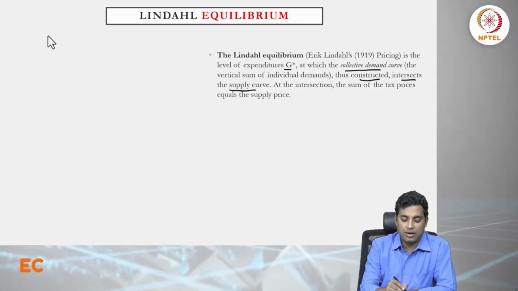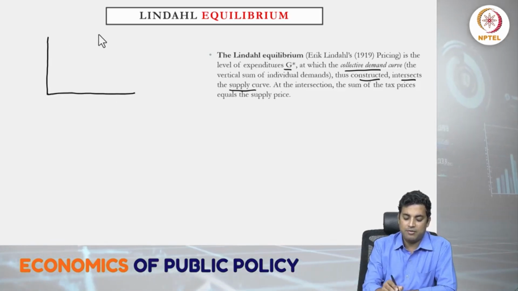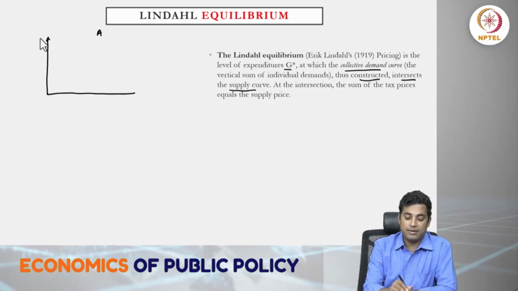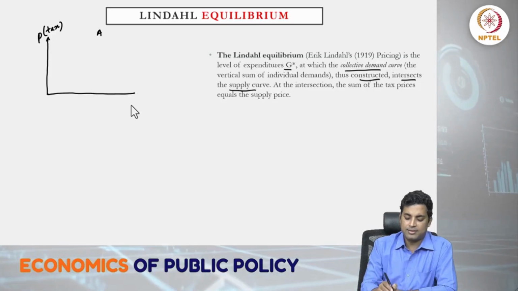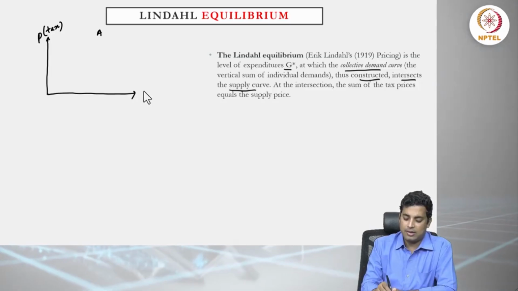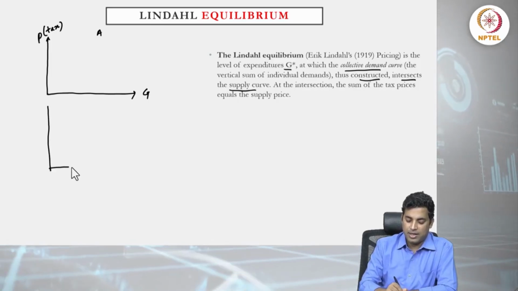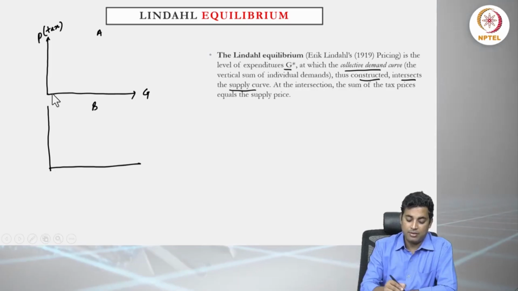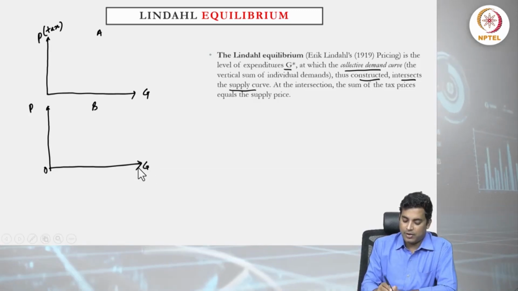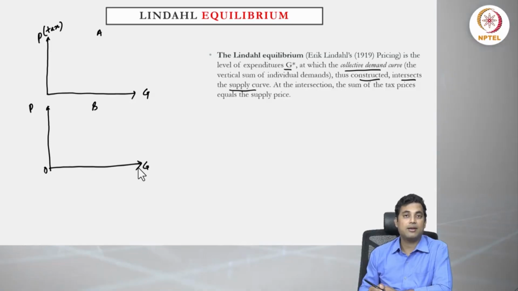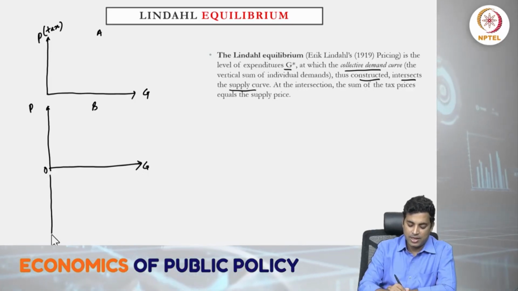So let us understand this with a graphical illustration. Here, say individual A, and the vertical axis is the price, or here it could be tax. In case of price we can also write price of tax, and on the horizontal axis is government expenditure or demand for the public goods. And then we have another plot for person B, where the horizontal axis is again government expenditure or demand for the public goods. On the vertical axis it is the price of the tax.